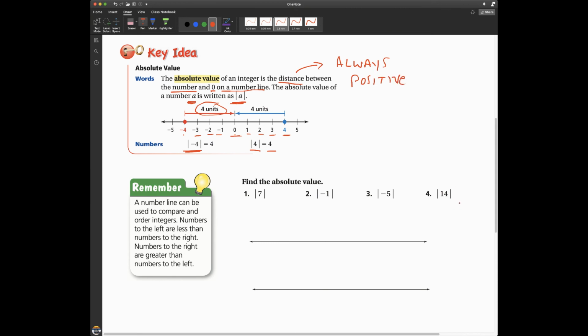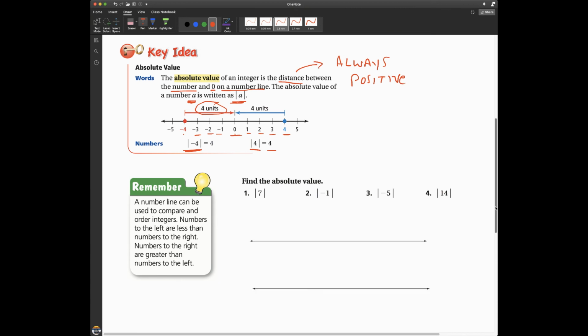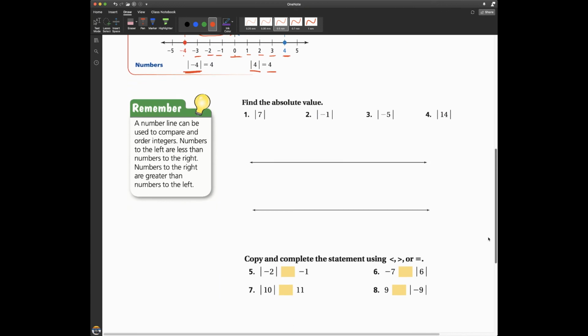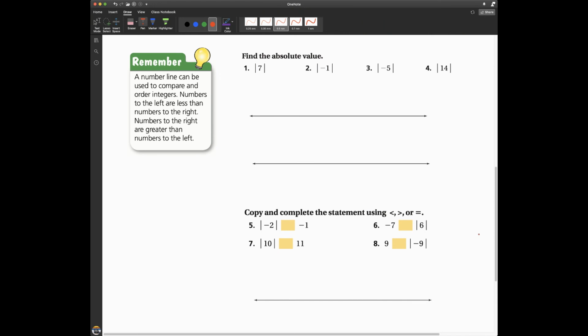All right, so that's absolute value. Let's look at some examples. So I'm going to do a couple of these problems. I'm going to leave the other problems for you to try on your own. So one of the things I want you to remember, so a number line can be used to what? It can be used to compare and order integers. So I can compare integers. Which one's bigger? Which one's smaller?